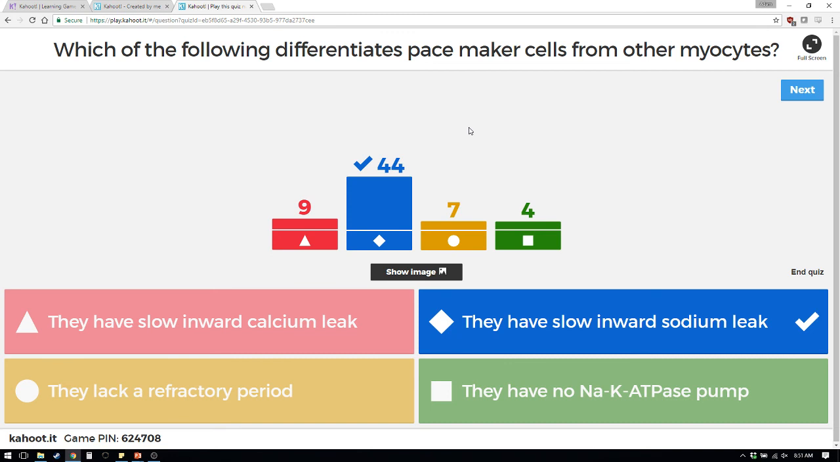All those myocytes are going to have that. Otherwise they're all the same except for the fact that they just have that slow inward leak of sodium. That's what's going to allow for the action potential to kick off on its own, right? There's that automaticity there because it happens on its own regardless.